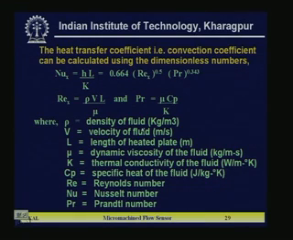Rho is the density of the fluid in kg per meter cube, V is the velocity of the fluid in meter per second, L is the length of the heated plate, mu is the dynamic viscosity of the fluid, K is the thermal conductivity of the fluid, Cp is the specific heat of the fluid, Re is the Reynolds number, Nu is the Nusselt number, and Pr is the Prandtl number. So, these are the relations.